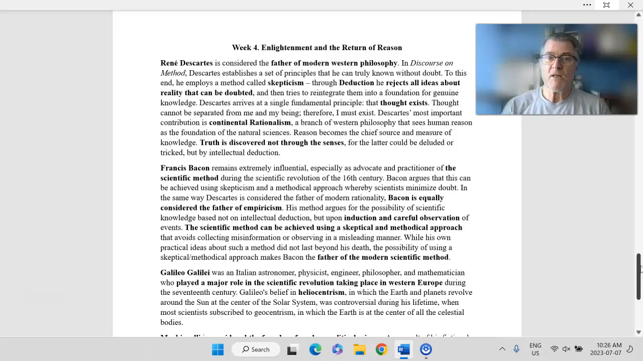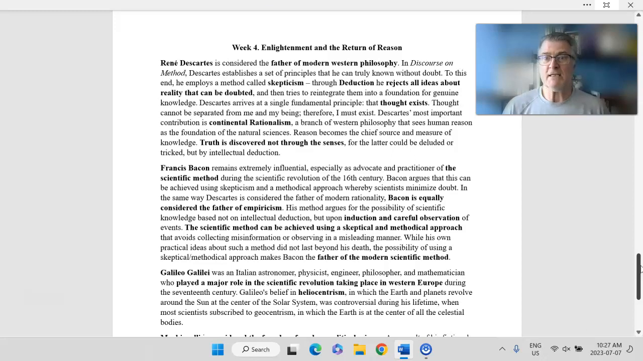So the reason why Descartes is looked at as the father of modern Western philosophy is the way in which he uses skepticism to reject all ideas about reality that can be doubted. And then, starting from this foundation, reintegrate them into genuine, absolute knowledge. I do not doubt anything.